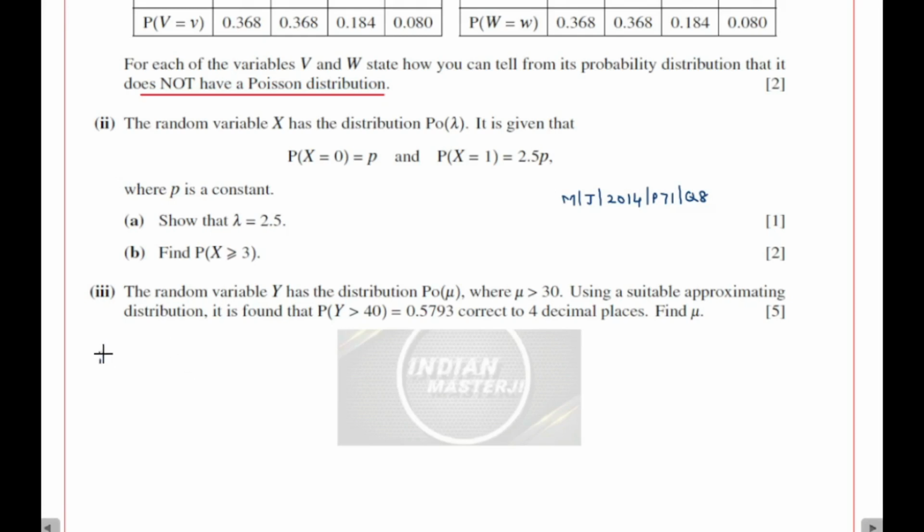So can we say that variables of any Poisson distribution can take only whole numbers as values, correct?